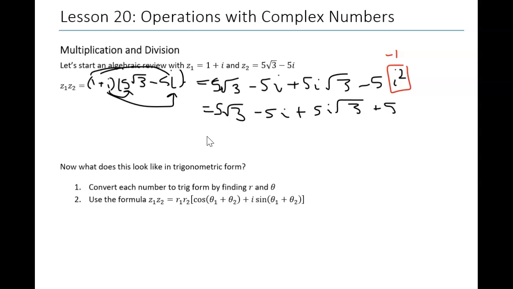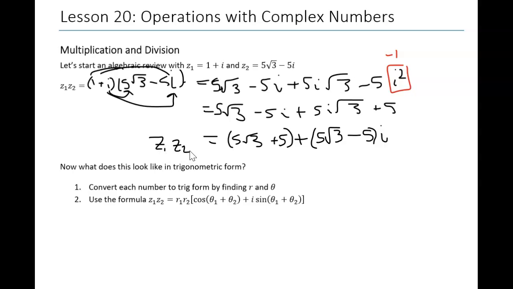Gathering this to be a plus bi form, your a's are your terms without i, so in this example that is 5 rad 3 plus 5, and your b's are the terms with i, which in this case, and I'm going to switch the order a little bit, 5 rad 3 minus 5i. So this would be our final answer. And that's the algebraic approach.